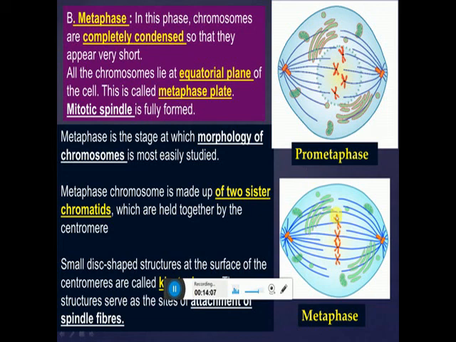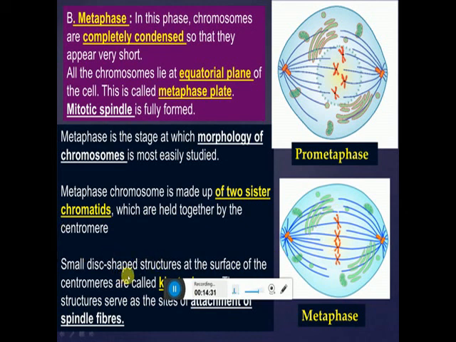At the equatorial plane, it is called the metaphase plate. The mitotic spindle is fully formed. Metaphase is the stage at which the morphology of the chromosome is most easily studied. So all the study of chromosomes is done in the metaphase stage because chromosomes are bold, short, clearly visible and thickest in the metaphase. They are found at the metaphase plate.